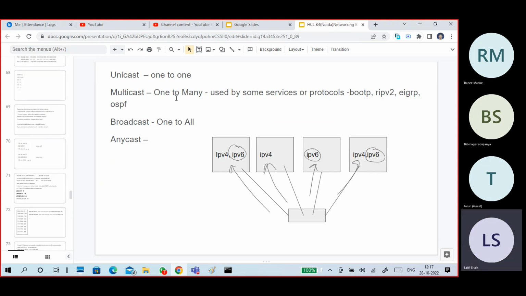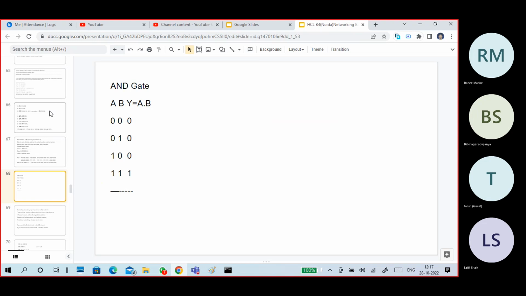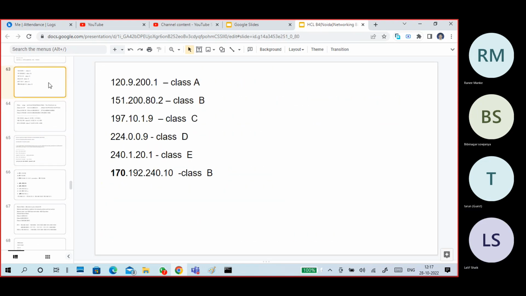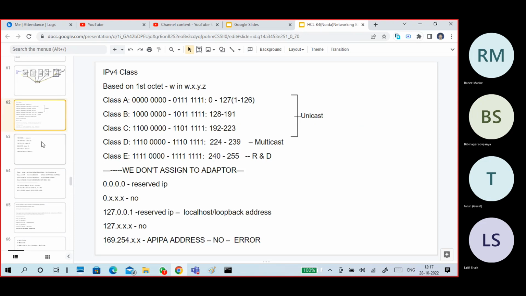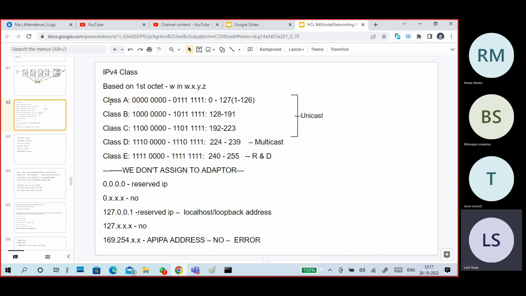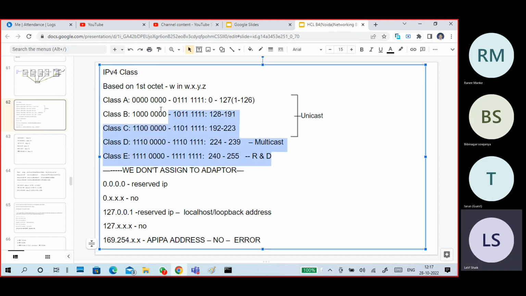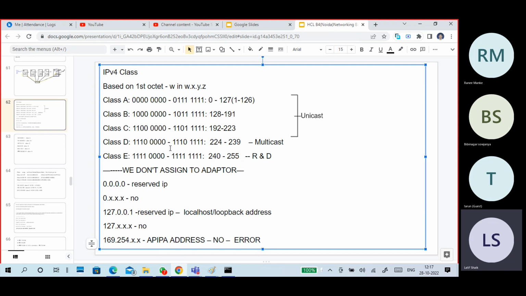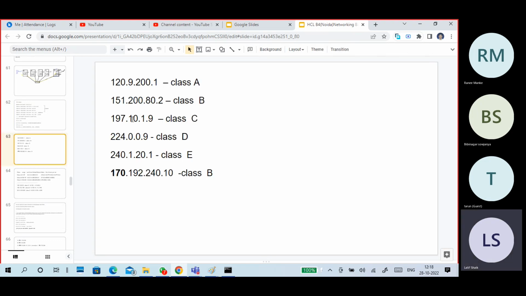Okay, this is unicast, multicast. So guys, take a break. Come back in 10, 15 minutes. We'll continue from here. But you must remember these ranges: IPv4 and IPv6 differences, IP address and MAC address differences, IP address classes and their ranges, and recognizing which class an IP address belongs to. That is the important one.